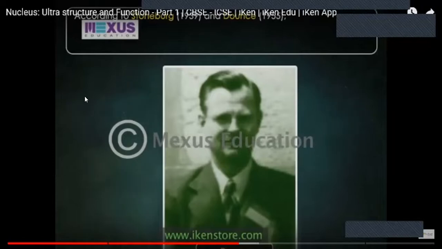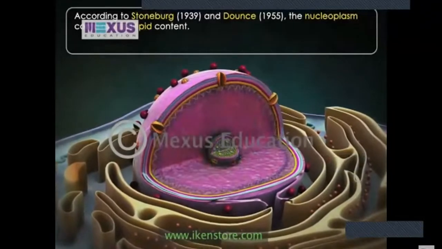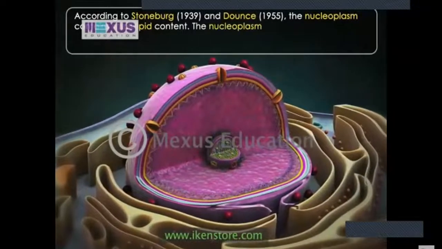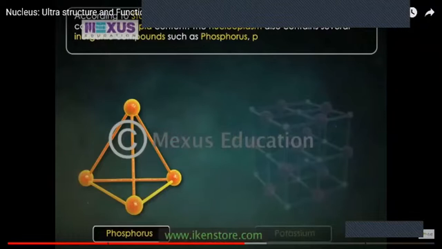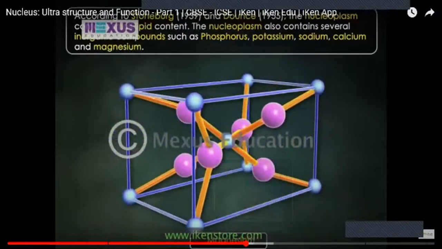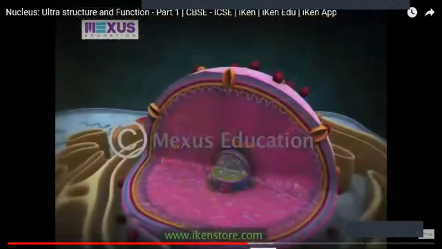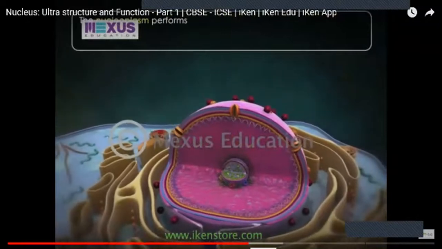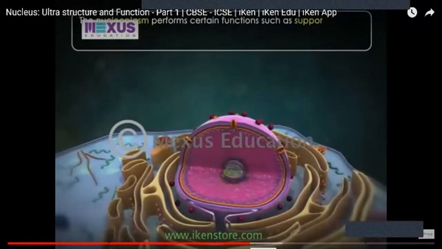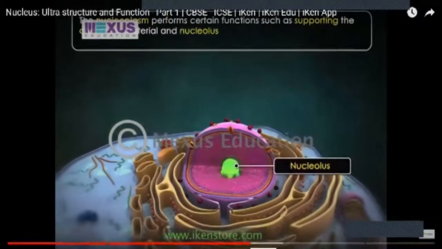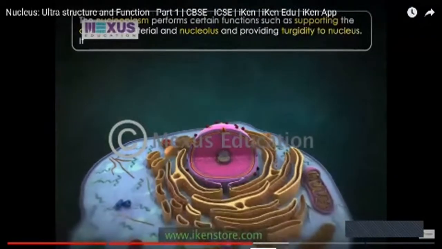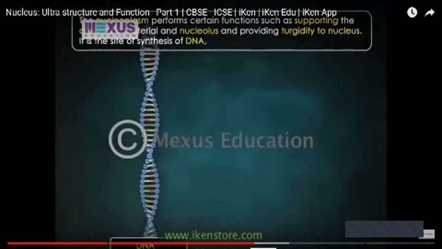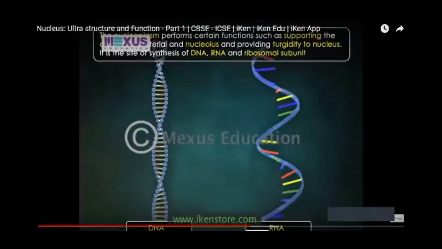The nucleoplasm contains small lipid content. The nucleoplasm also contains several inorganic compounds such as phosphorus, potassium, sodium, calcium, and magnesium. The nucleoplasm performs certain functions such as supporting the chromatin material and nucleolus and providing turgidity to the nucleus. It is the site of synthesis of DNA, RNA, and ribosomal subunits.